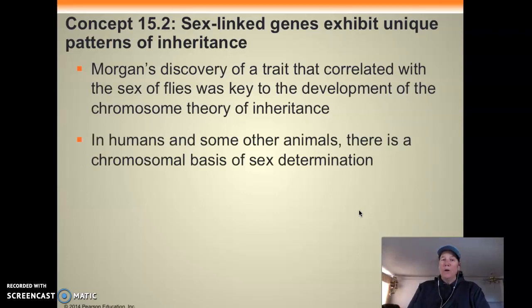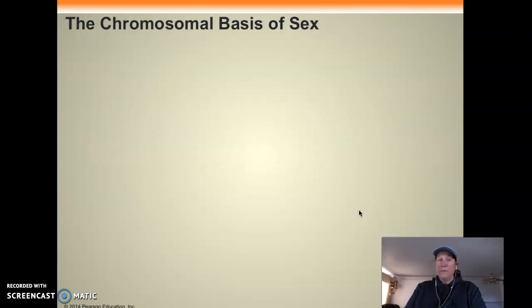Okay, all right. And again, in humans and other animals, we know that a chromosome is the basis for sex determination. Okay, that the last set of chromosomes in humans are the sex chromosomes. If you get an X and an X, you're a female. If you get an X and a Y, you're a male. Okay. Now, if you have characteristics on those, it's also going to make a difference if you're a male or a female. Okay.